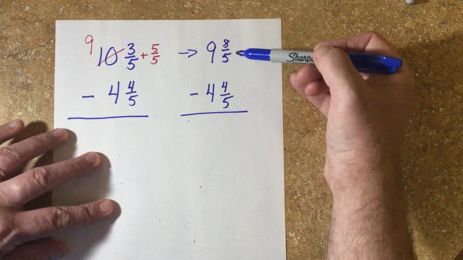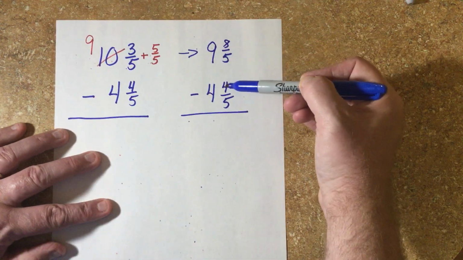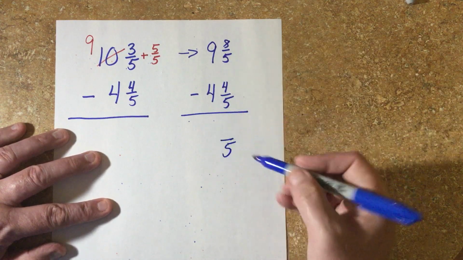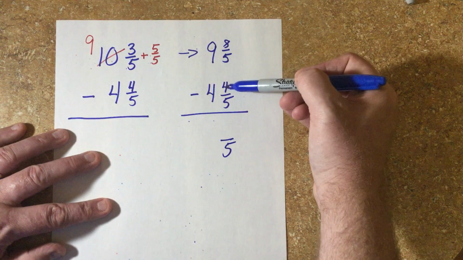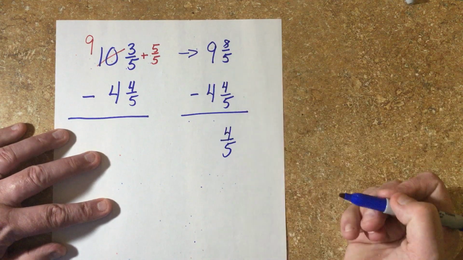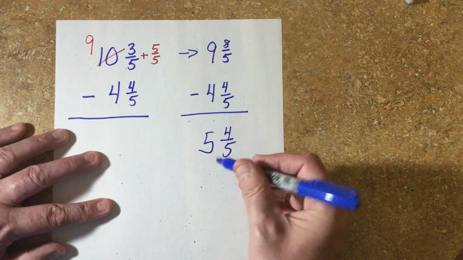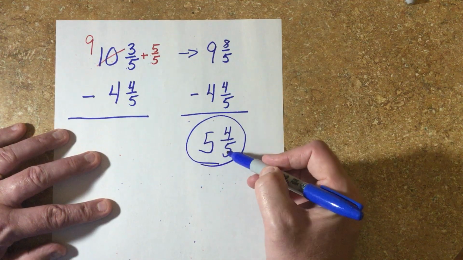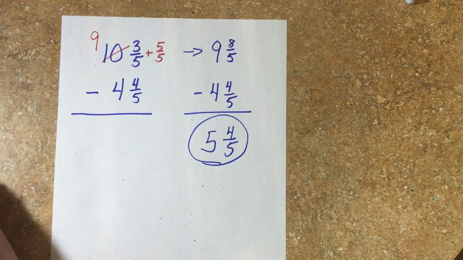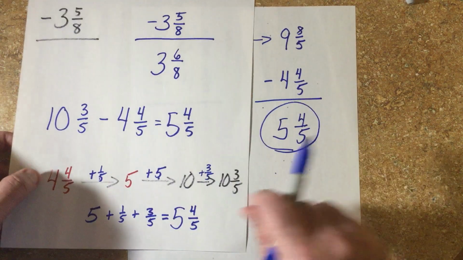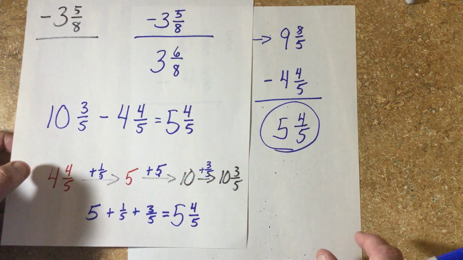So now I can go ahead and do 8/5 minus 4/5. Well, fifths is my denominator, that stays the same. 8 minus 4 is 4, and 9 minus 4 is 5. So 5 4/5 is my answer, and that is the same answer that we got using the arrow method here.